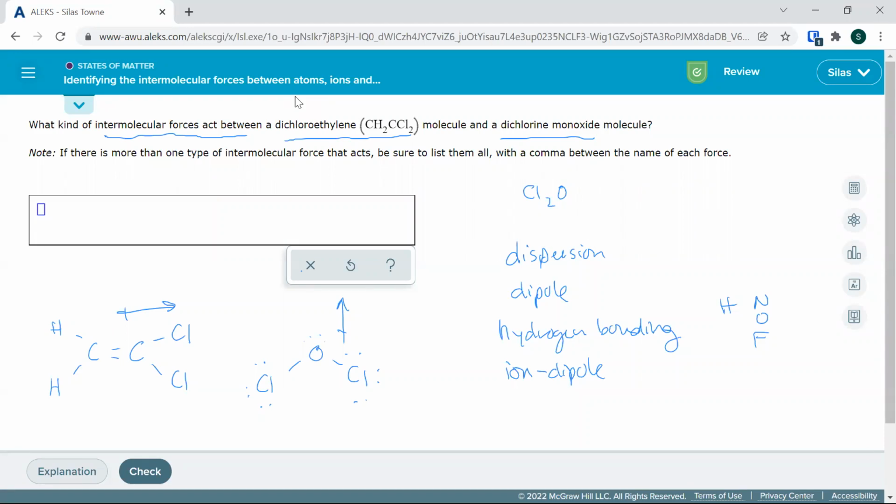But I don't see any sort of hydrogen bonding. There's some hydrogens over here, but it's bonded not to an oxygen or a fluorine or a nitrogen. And so I see 2 molecules that when they interact with each other, they're going to have dispersion because they're covalent molecules, and they're going to have dipole. There's no hydrogen bonding here, and there's no ion dipole. Now for ion dipole, you'll be looking for, is there an ionic molecule? If one of them is ionic and the other one is polar, then you're going to have that ion dipole interaction. So we're going to type in dispersion and dipole.